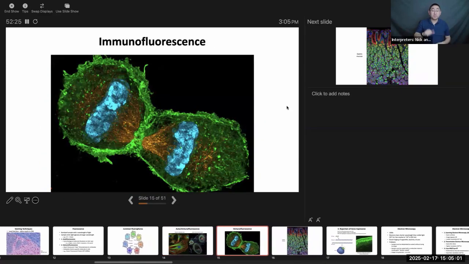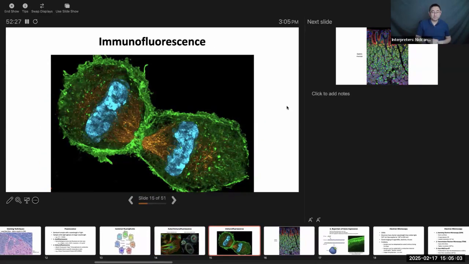Here's another one that I think is kind of cool. Actually captured a cell in the process of mitosis. You're going through cell division. So we've got one antibody with a blue fluorophore that's attracted to the chromatin in the chromosomes. So these are the chromosomes lined up on the mitotic spindle.